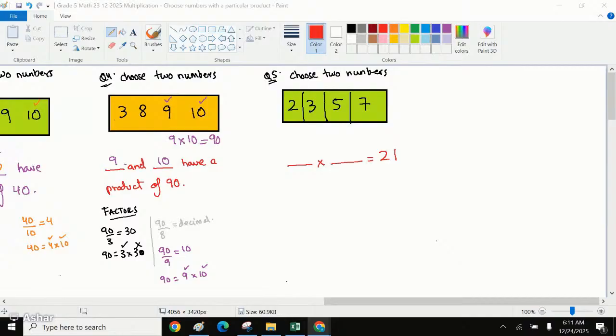Which 2 numbers multiplied together will give 21? So can we say 21 divided by 2 is again a decimal number, right? It's not a whole number. But if we divide 21 divided by 3, do we get 7 as an answer? That means 21 can be written as 3 multiplied by 7. And we have both of these in our given options. So can we say 3 multiplied by 7 would be equal to 21? Okay.